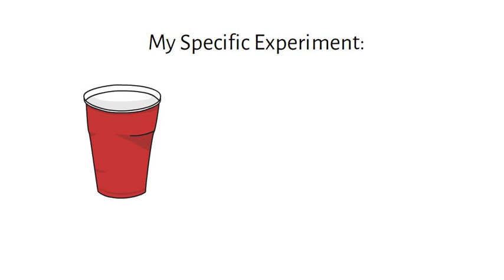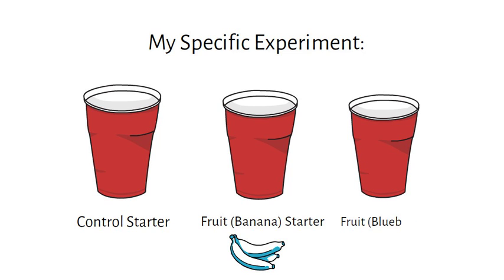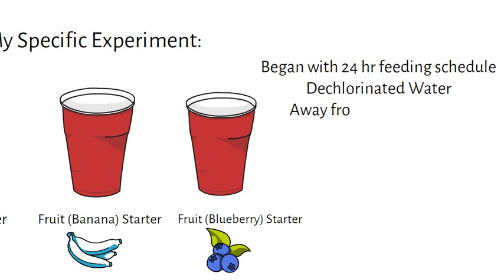My specific experiment used 3 starters: a control starter, which consisted of flour and water, a fruit starter, which consisted of flour, water, and banana, and another fruit starter, which consisted of flour, water, and blueberry. All of my fruit were freshly grown and the flour was obtained locally. I began using a 24-hour feeding schedule with dechlorinated water, placing my starters away from direct sunlight and looking for the characteristic hooch layer to form.